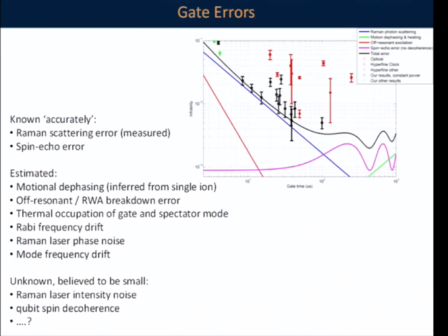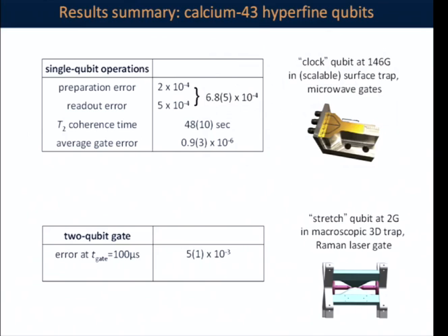Motional dephasing, well, that comes over here. Off resonant error, it's this one. Thermal occupation of the other mode, and so on. So things we know we have, but we can't model very well, are the laser intensity noise and that qubit spin decoherence. Okay, so I will finish there, summarize with the results.